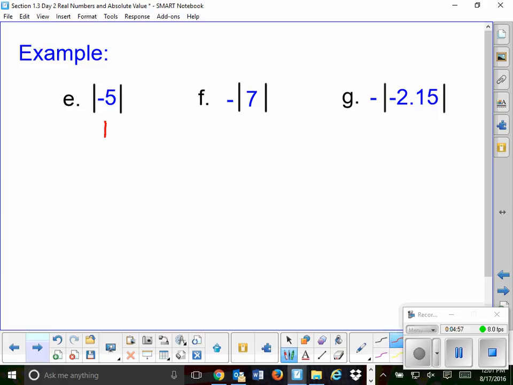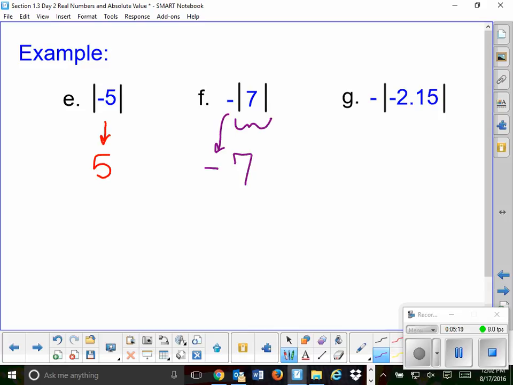So here you go. This first one I said is easier. Negative 5, how far is it from 0? That's what those black lines mean, the distance from 0. It is 5. This one is tricky, and here is why. This negative is on the outside, so I'm going to leave that negative. I'm carrying it down. And then I'm finding the absolute value of 7, which is 7.